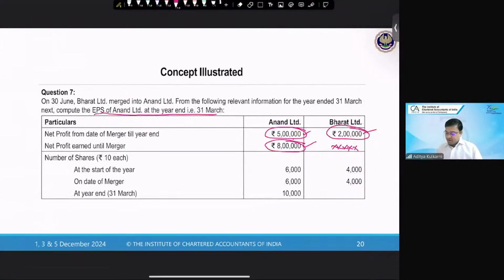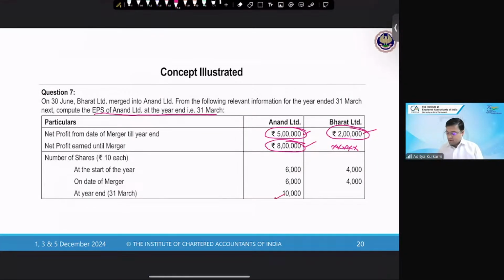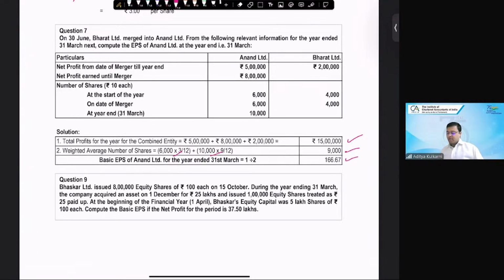Weighted average number of shares. We start off with 6,000 at the start of the year. So that comes to 6,000 into 3 by 12 plus 10,000 into 9 by 12, which comes to 9,000. So your basic EPS of Anand comes to 167 rupees.